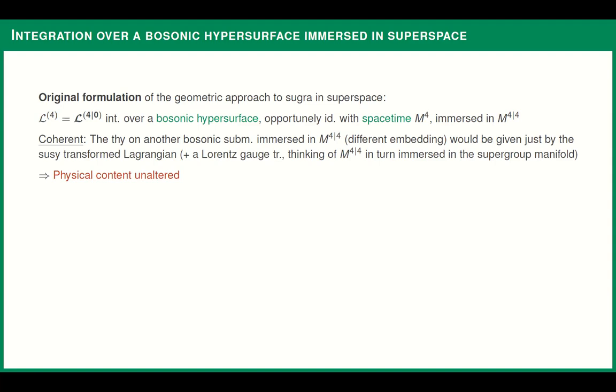then we can think of having a different embedding, a tilted embedding. This would just correspond to a supersymmetry-transformed Lagrangian in superspace, plus possibly also a Lorentz gauge transformation, because indeed we are dealing with the supergroup manifold. The point is that if you are able to integrate and you find, let's say, a picture changing operator, then you will get, starting from a Riemannian Lagrangian, all possibly related different realizations of the same theory.